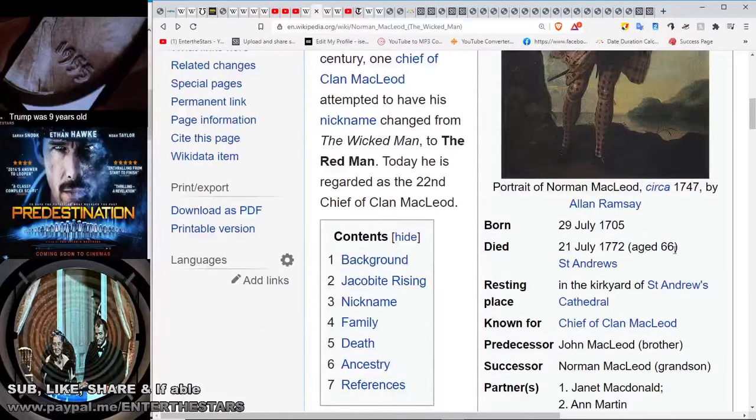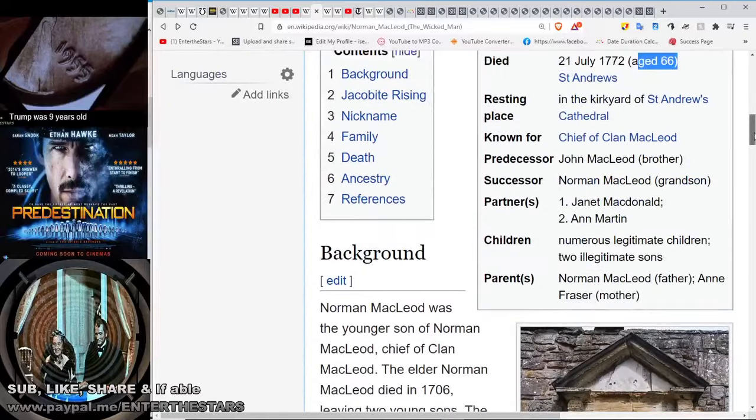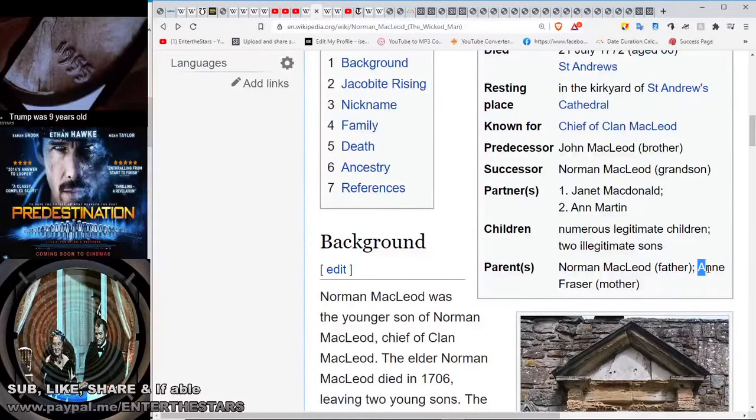So there's some kind of weird 66 associated with the Trump family. And look who his mother was. His mother was Anne Fraser. Kind of sounds like Claire Fraser from Outlander, the Outlander TV series. She was a time traveler too. And remember, the standing stones from that series, Outlander, was literally 14 miles from where Trump's mother was born.